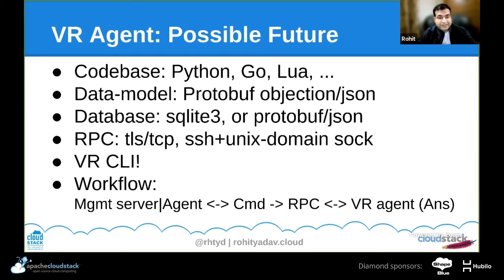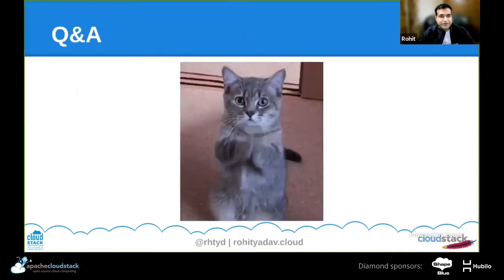The virtual router itself can be spun off as a sub-project of CloudStack. And the workflow will largely look like this. The management server or the KVM agent sends a command through an RPC mechanism to the VR agent, which processes it and sends back an answer. So it's a pretty straightforward model, I think, or design we've got.